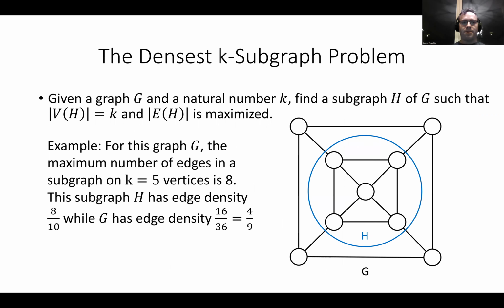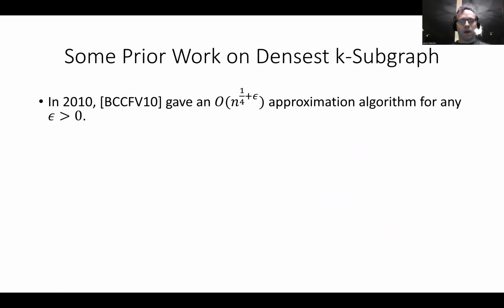So first, the densest k-subgraph problem. The densest k-subgraph problem is as follows. Given a graph G and a natural number k, find a subgraph H of G such that H has k vertices and H has as many edges as possible. So for example, for this graph G, if k equals 5, then the answer is the 5 vertices in the center, as there are 8 edges between these 5 vertices.